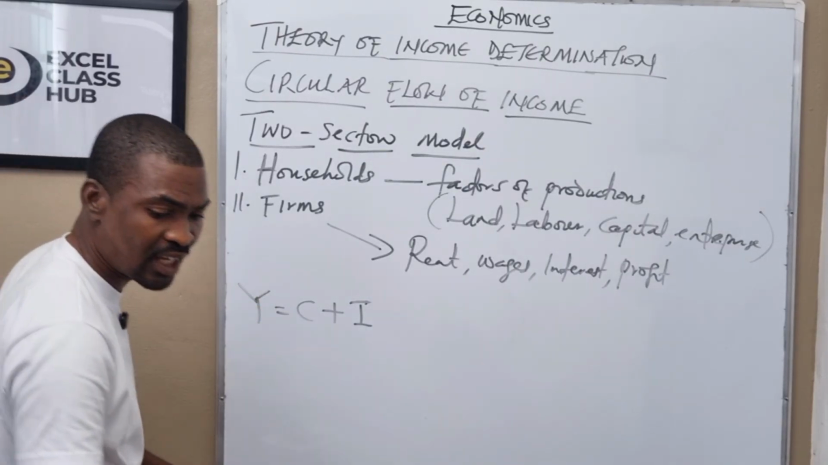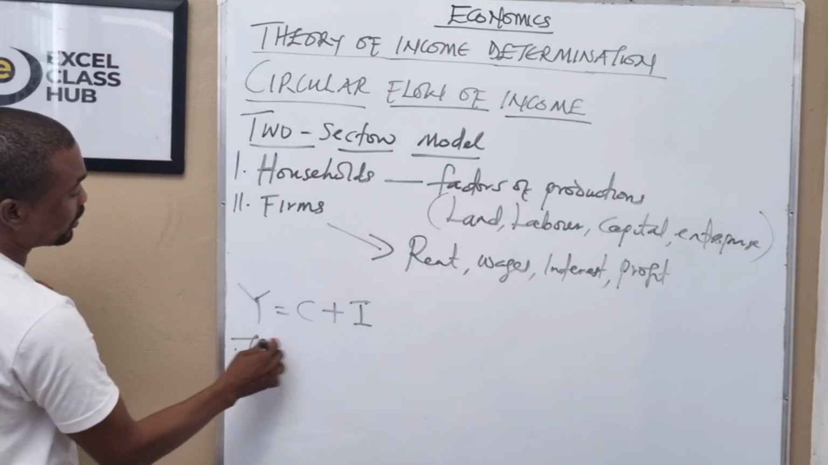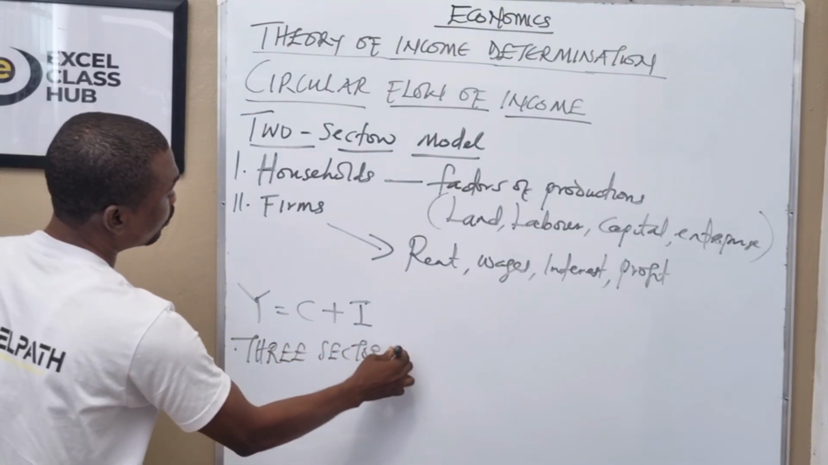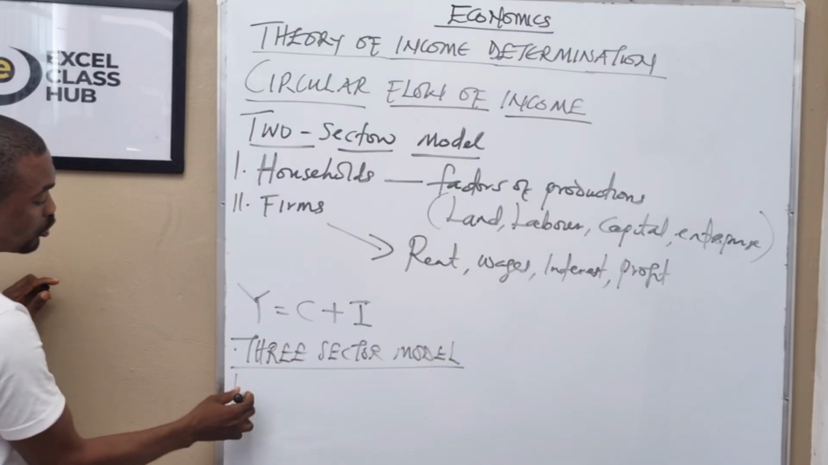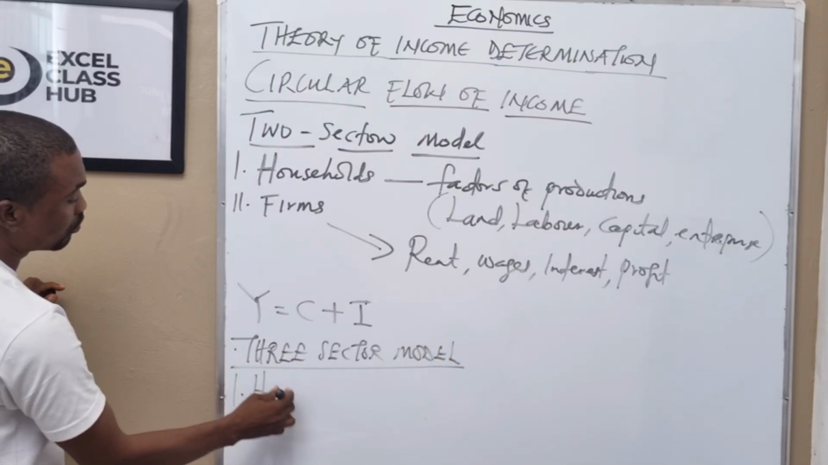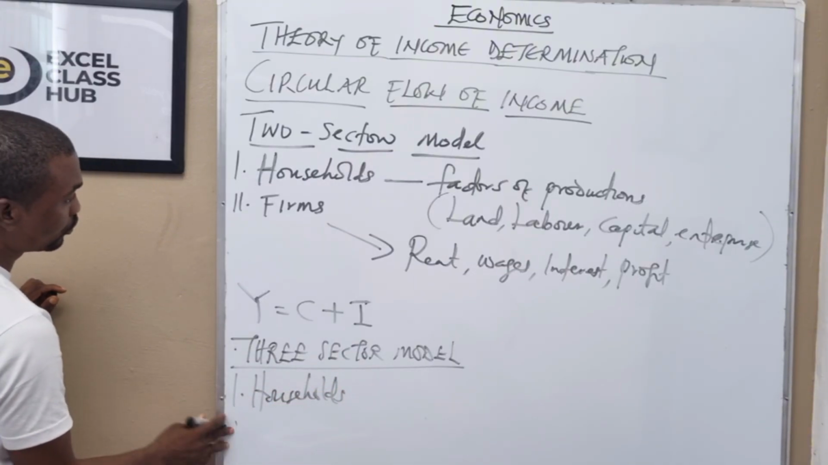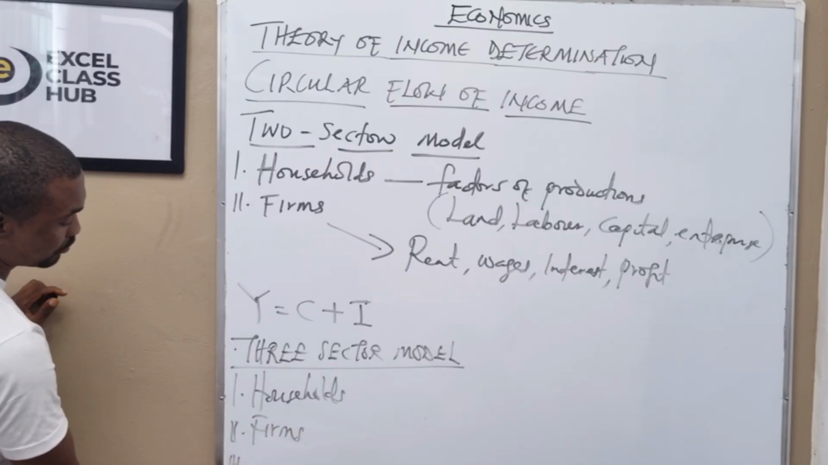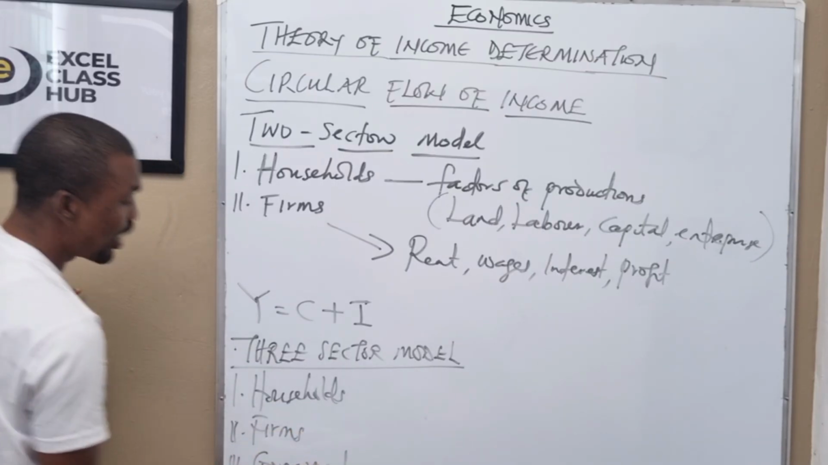Then the three-sector model. The three-sector model will involve government. Three-sector model. The three-sector model will comprise of, number one, households, number two, the firms, and number three, the government. So how does it operate?